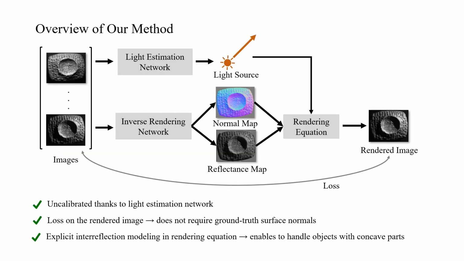We propose a novel framework for the uncalibrated photometric stereo problem. Given a set of photometric stereo images, the light estimation network initially predicts the light source direction vectors and intensities. Then, the inverse rendering network uses the images and the estimated light sources to recover surface normals and reflectances. As we use the reconstruction loss on the rendered image, our inverse rendering network does not require ground truth surface normals. Moreover, we use an explicit interreflection modeling in the rendering equation. It enables us to handle objects with concave parts.